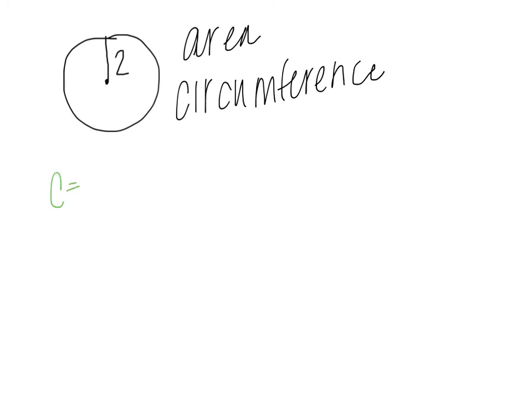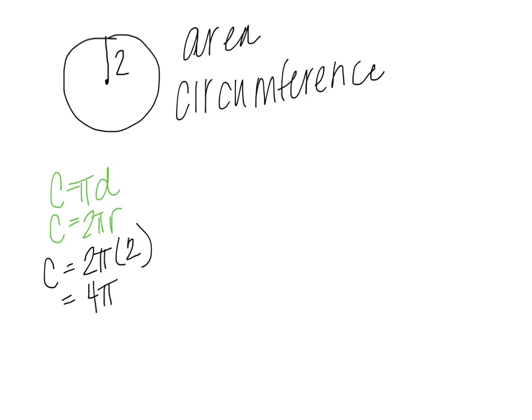So we had two equations for circumference. The first one we had was circumference equals pi times diameter. And the second one was circumference equals 2 pi r. Now, if I look at this picture, this figure, they're giving me a radius. So that means I need to use the second formula. So I'm going to say circumference equals 2 times pi times 2. So if I rewrite this, I can do 4 pi.